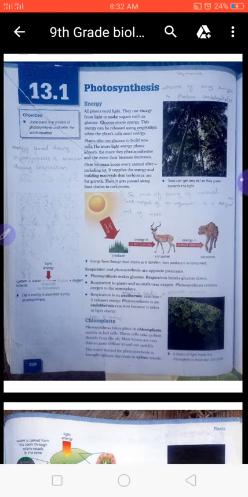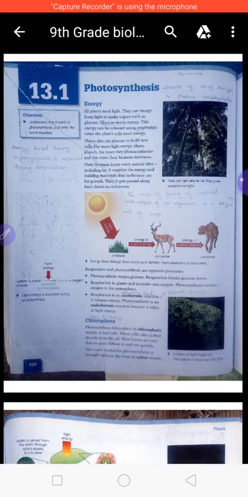Today we are going to talk about a very important topic in biology. We are going to talk about photosynthesis. The objective of the lesson is to understand the process of photosynthesis and also to describe the word equation for photosynthesis. Okay, let's jump onto it.